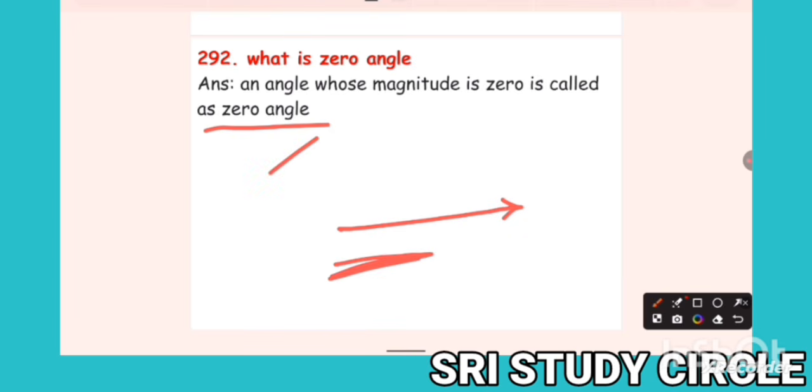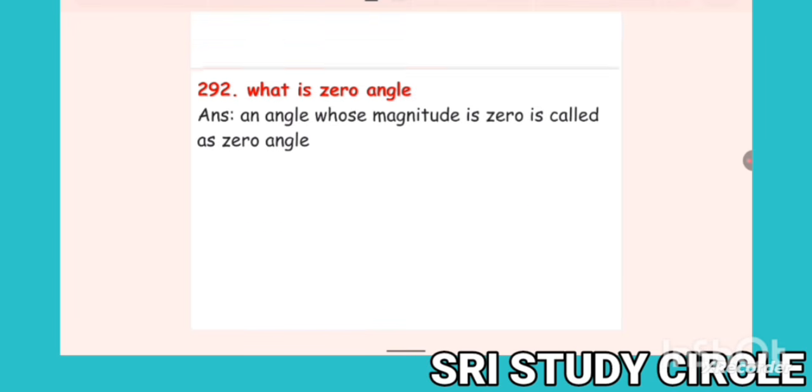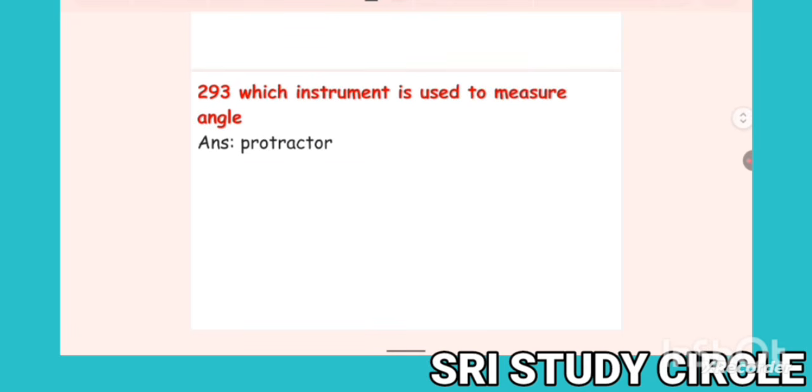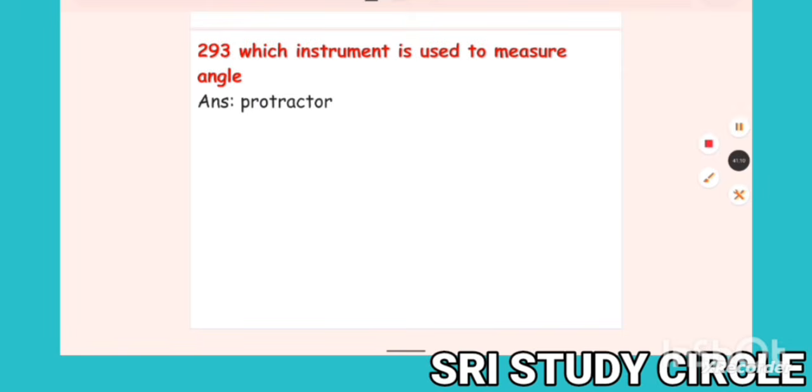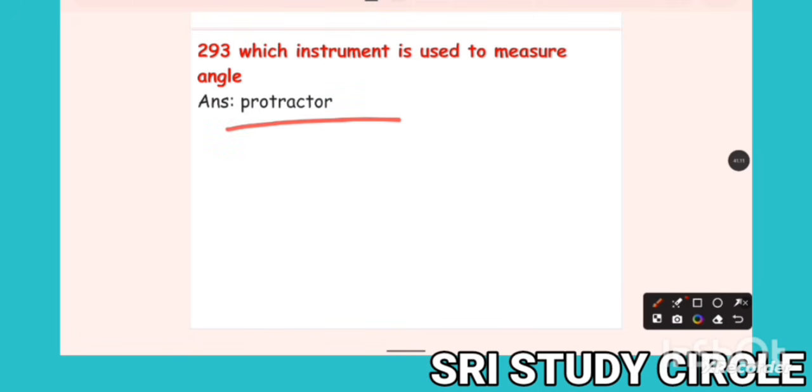Zero angle or 0 degrees. Which instrument is used to measure angle? Protractor. Already you know this.